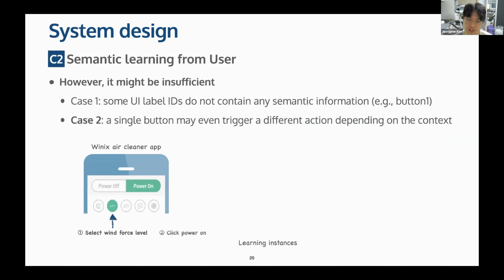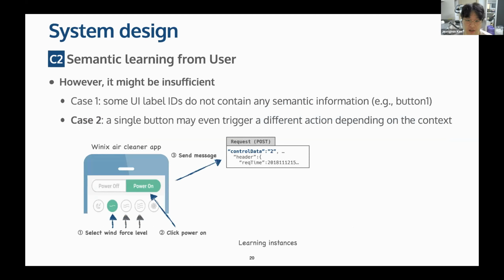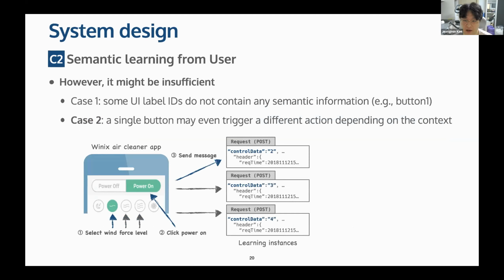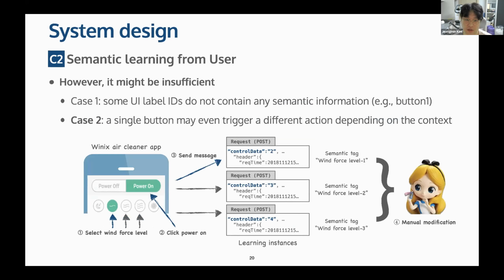This figure shows one example of case 2. This app is the Linux Air Cleaner app that allows users to power on a cleaner with a wind force level. As you can see, depending on the wind force level, network messages change. In this case, users should teach Lumos.